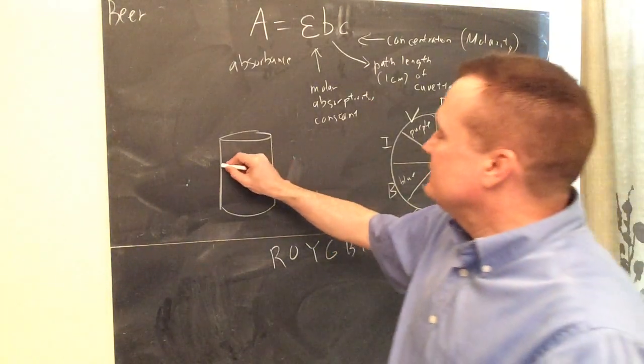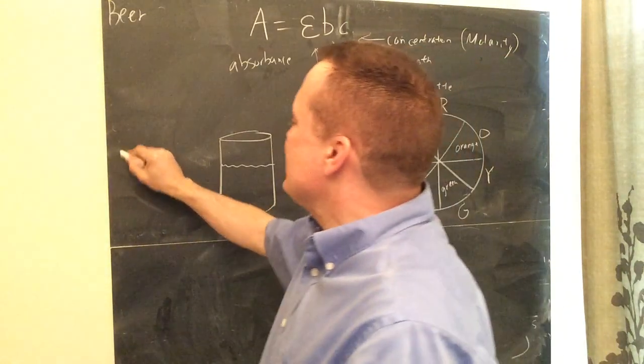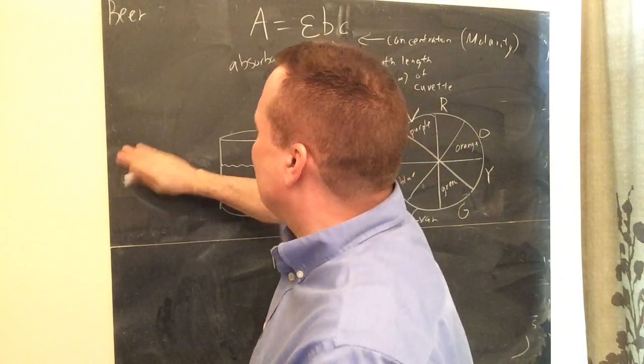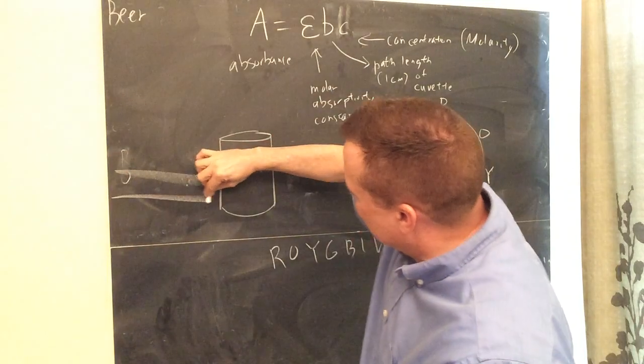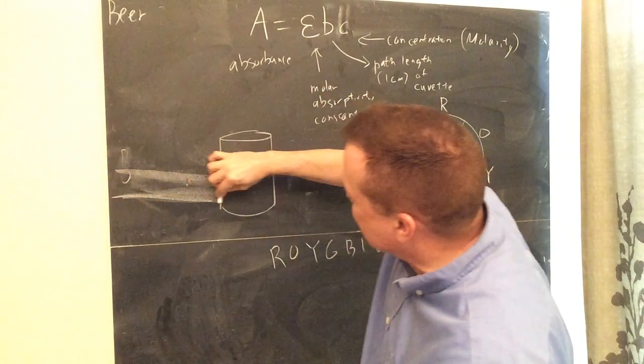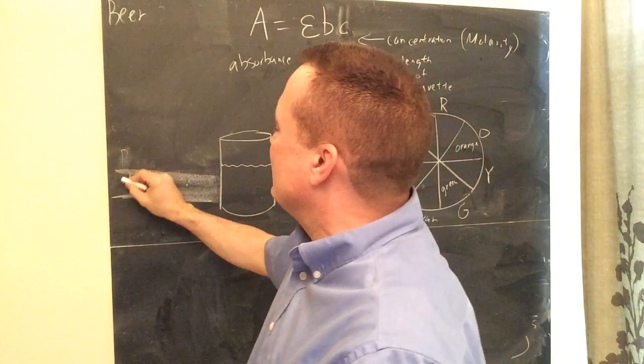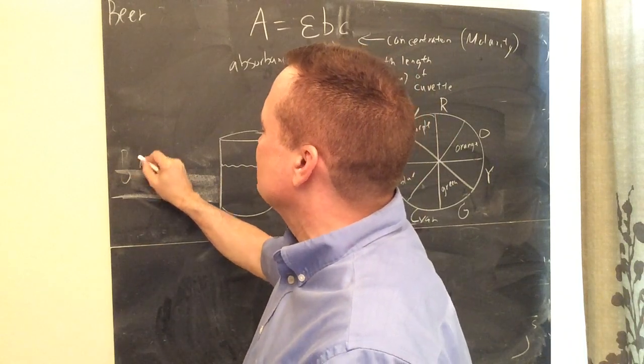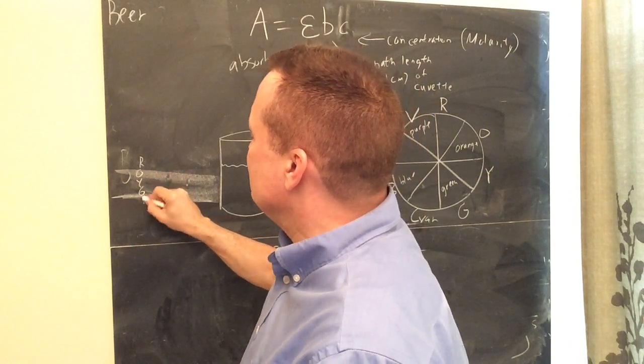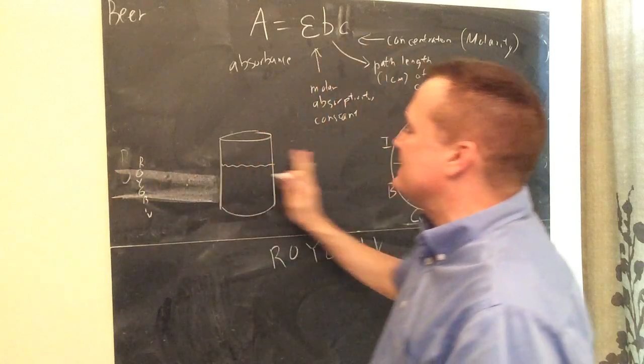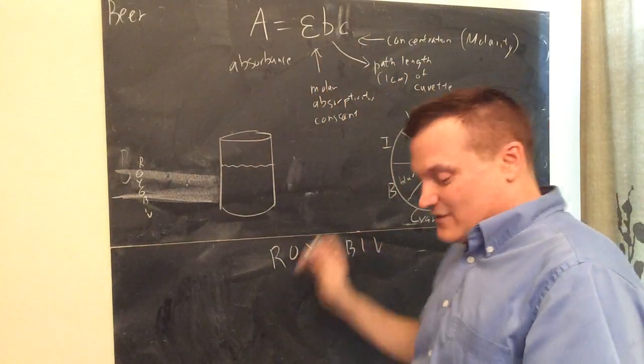If this solution, let's just say that I'm going to put all the white light through it. I'm putting a white light, I'm shining it into this container. Now, white light means I'm putting all the colors, Roy G Biv. All those wavelengths are going through it. But what comes out on the other side?